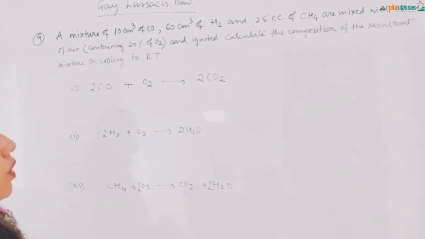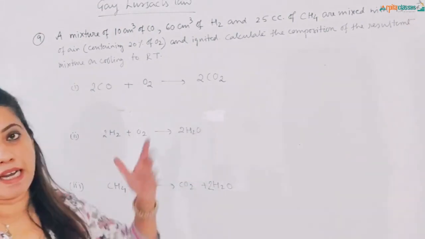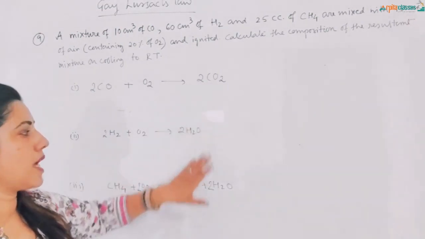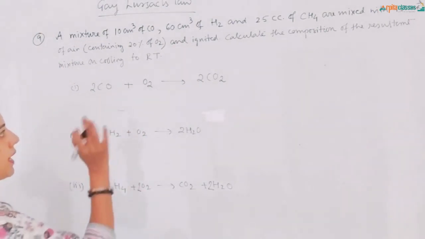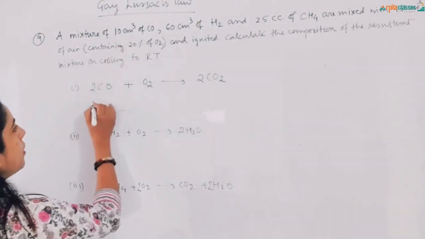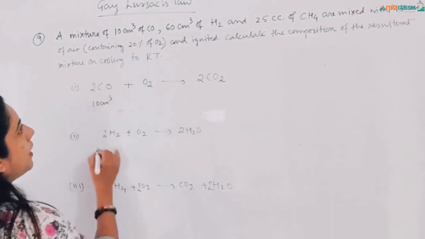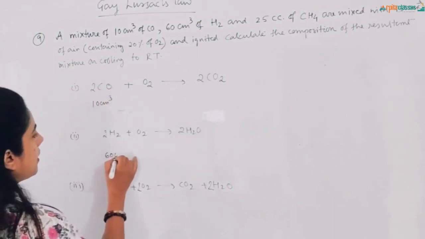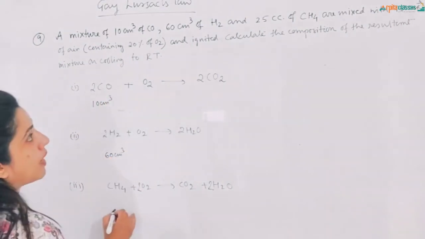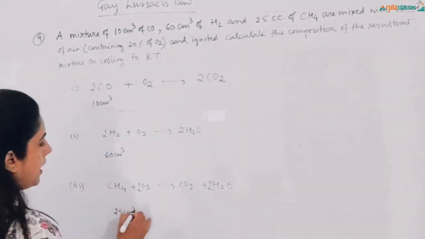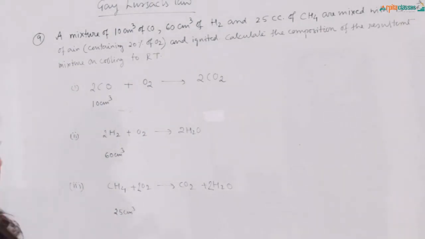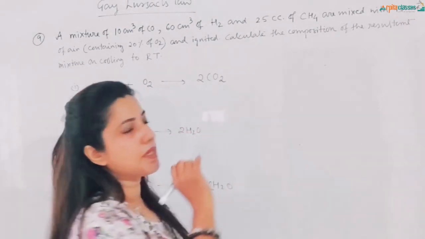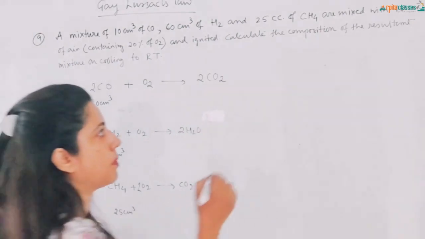Now they are saying calculate the composition of the resultant mixture on cooling it to RT. So resultant mixture means again, as I told you, the products as well as any unconsumed reactants. So carbon monoxide you have 10 centimeter cube and hydrogen you have 60 centimeter cube and CH4 you have 25 centimeter cube. And these are mixed with 750 centimeter cube of air which contains 20% of oxygen. So let us see in 750 centimeter cube of air how much oxygen is present.